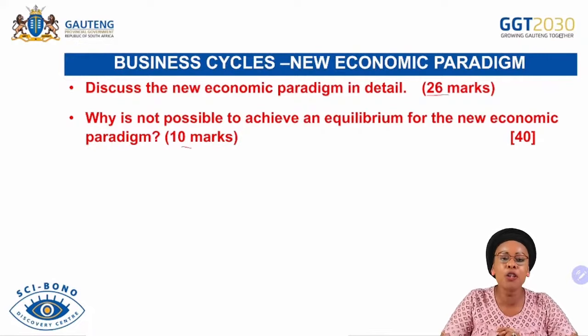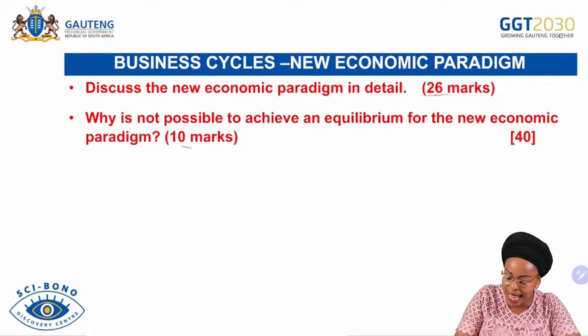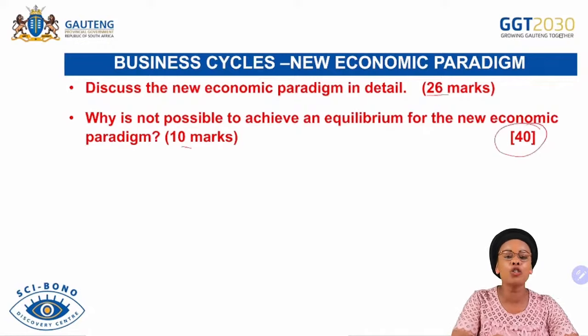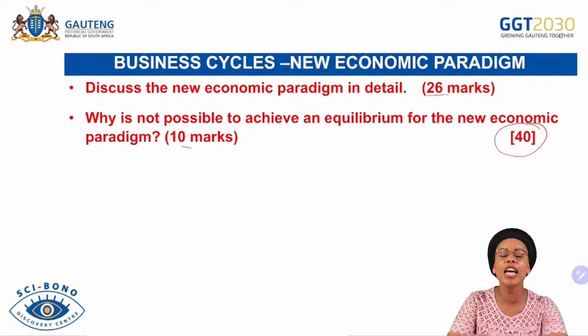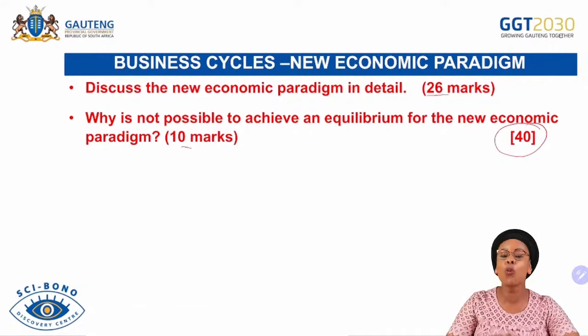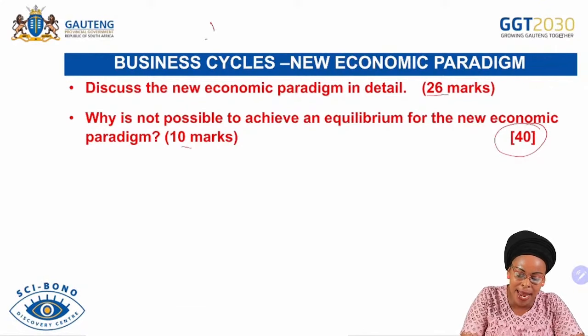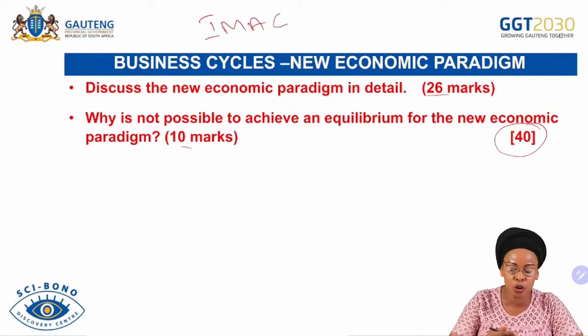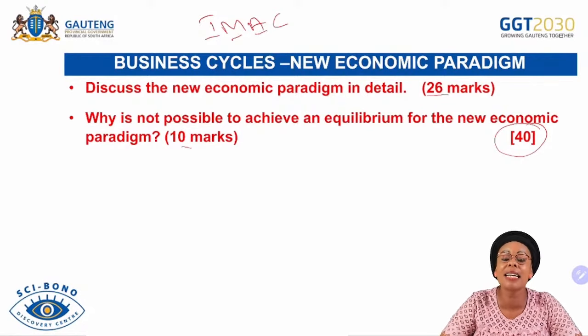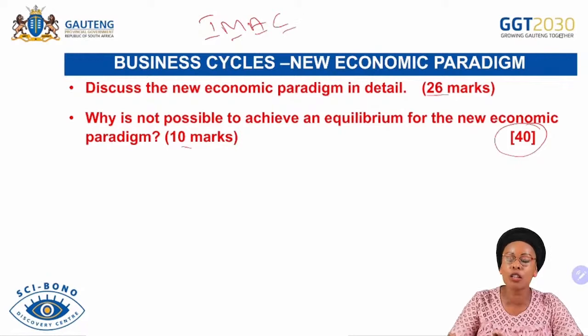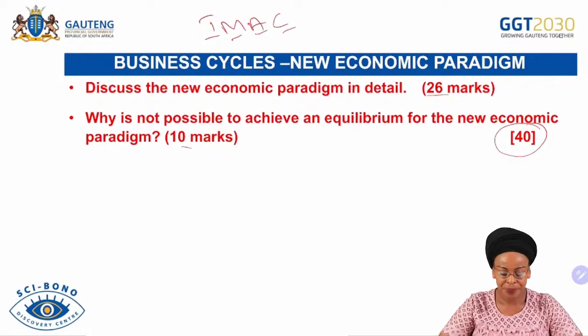So for you to answer this question so that it's out of 40, you also need an introduction in the beginning for 2 marks and a conclusion at the end. So we call that an IMAC. I for introduction, it is 2 marks. M for main part, 26 marks. A for additional part, 10 marks. And C for conclusion. Okay.